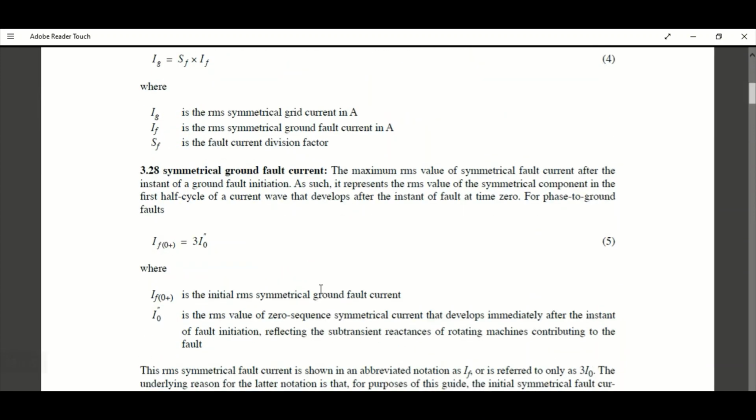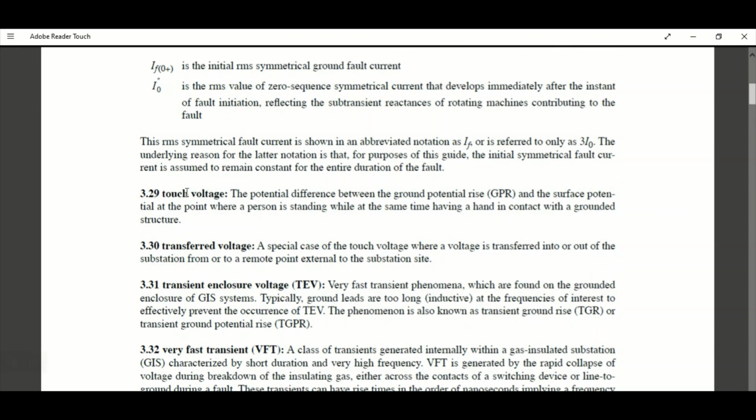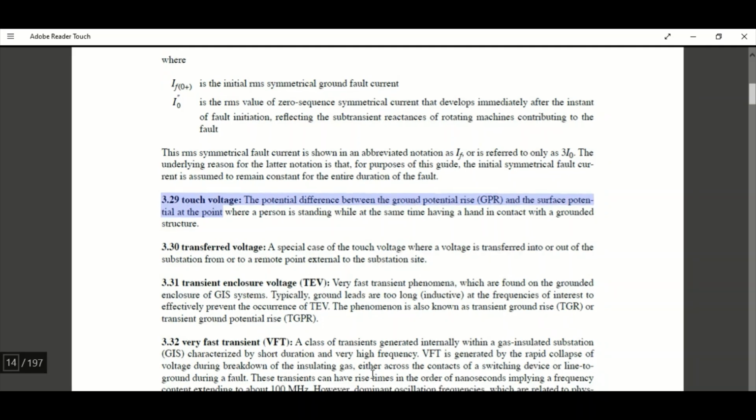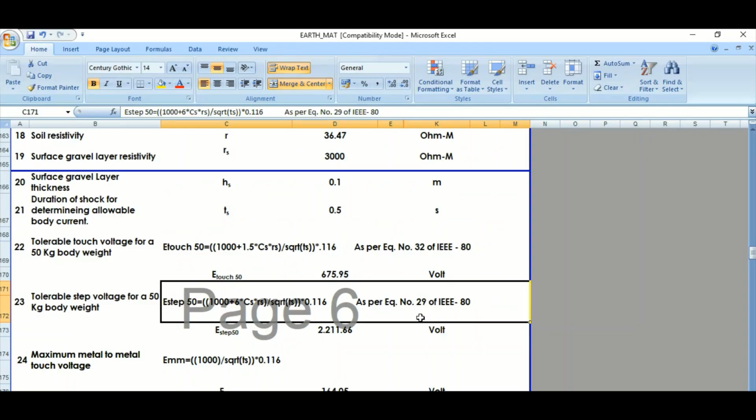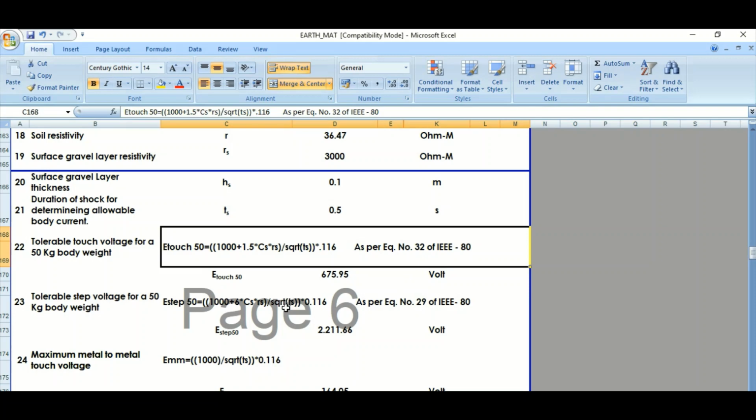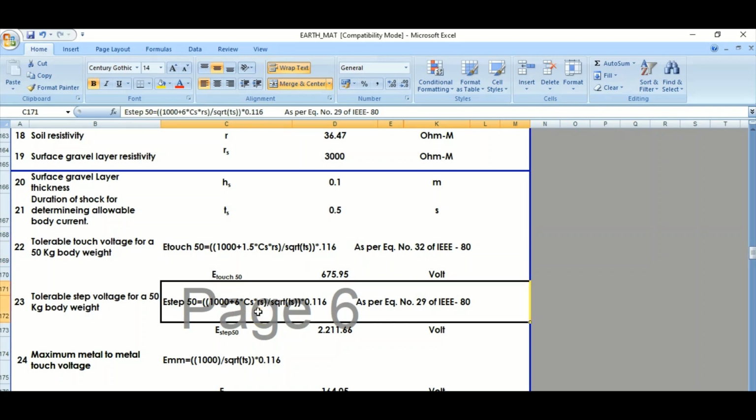And what is touch voltage? Touch potential, this is touch potential. The potential difference between the ground potential rise GPR and the surface potential at the point when a person is standing while at the same time having a hand in contact with a grounded structure. This is touch potential. So whenever we are going to design the earth mat, we need to check the touch potential and step potential. So using this equation 29 and 32 of IEEE 80, we need to calculate these two.